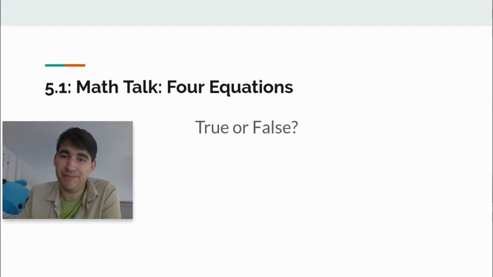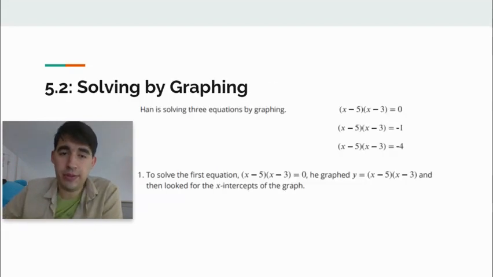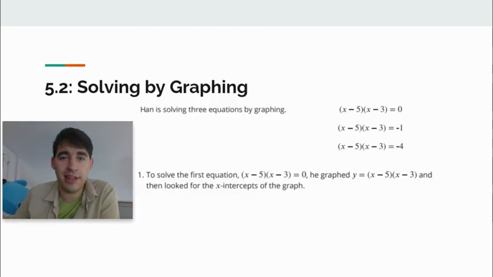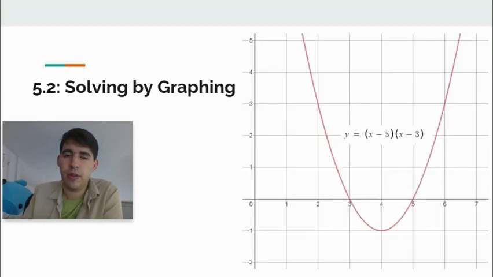Now let's get into 5.2, solving by graphing. Han is solving 3 equations by graphing, and they're listed there. To solve the first equation, x minus 5 times x minus 3 equals 0, he graphed y equals x minus 5 times x minus 3. Then he looked for the x-intercepts of the graph. Well, let's see exactly how that looks.